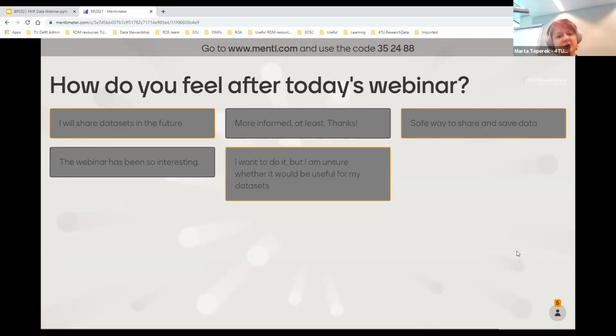I want to do it, but I'm not sure whether it would be useful for my datasets. We'll be more than happy, as I mentioned, we have this personalized support and community of colleagues from different fields. So if you have any particular questions on specific datasets, feel free to reach out to us via email. We are really there to help you and have this conversation with you. So if we can be of help, don't hesitate.